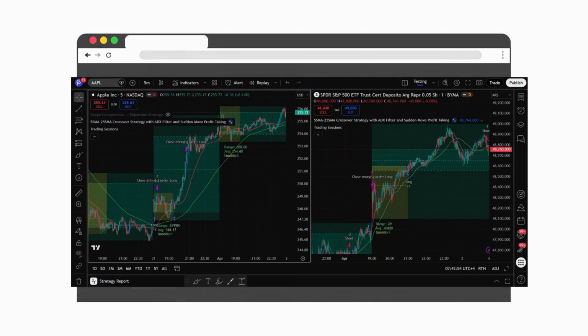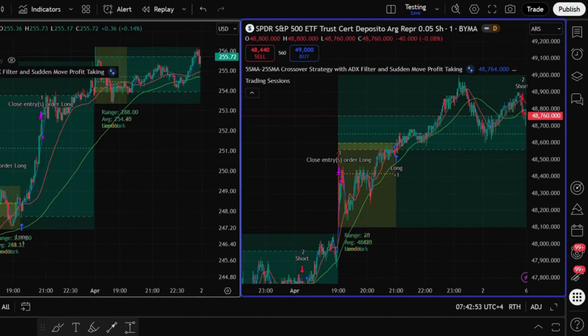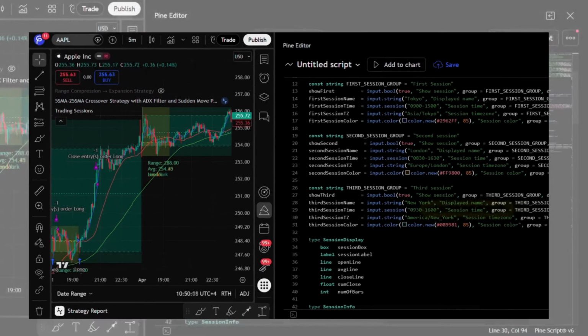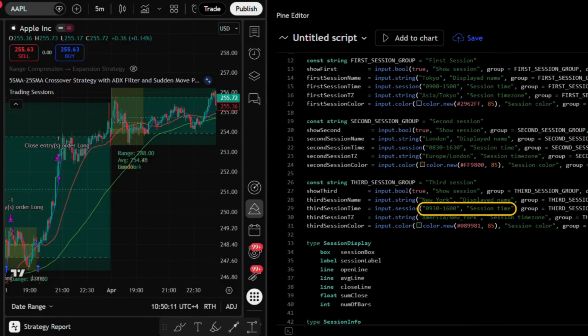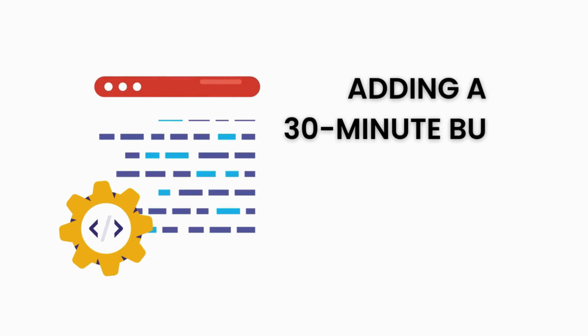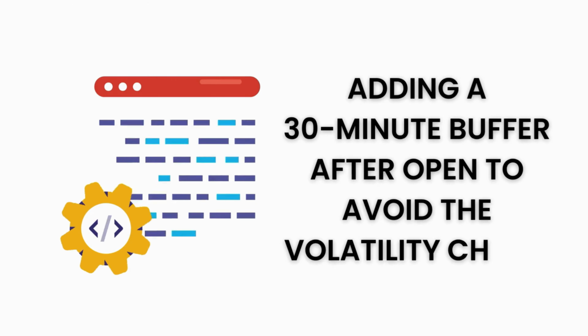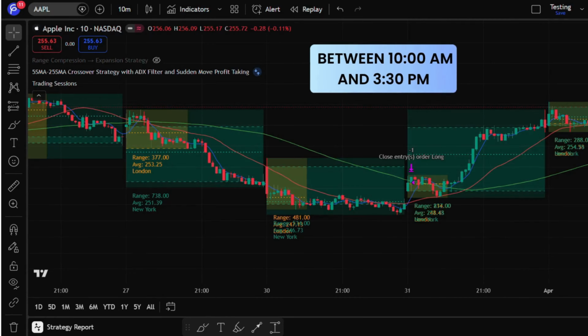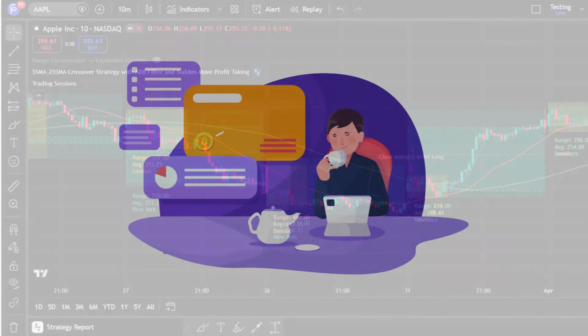For US stocks and ETFs, session filtering isn't optional. Look at this code structure. We're defining regular trading hours, 9:30 to 4 p.m. Eastern. Then we're adding a 30-minute buffer after open to avoid the volatility chaos. Our strategy only generates signals between 10 a.m. and 3:30 p.m. when markets are stable.